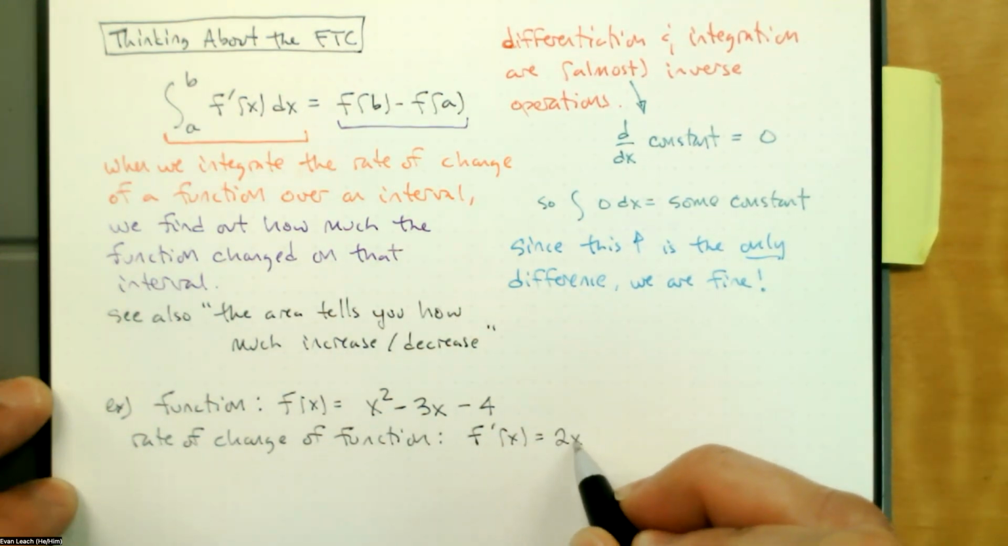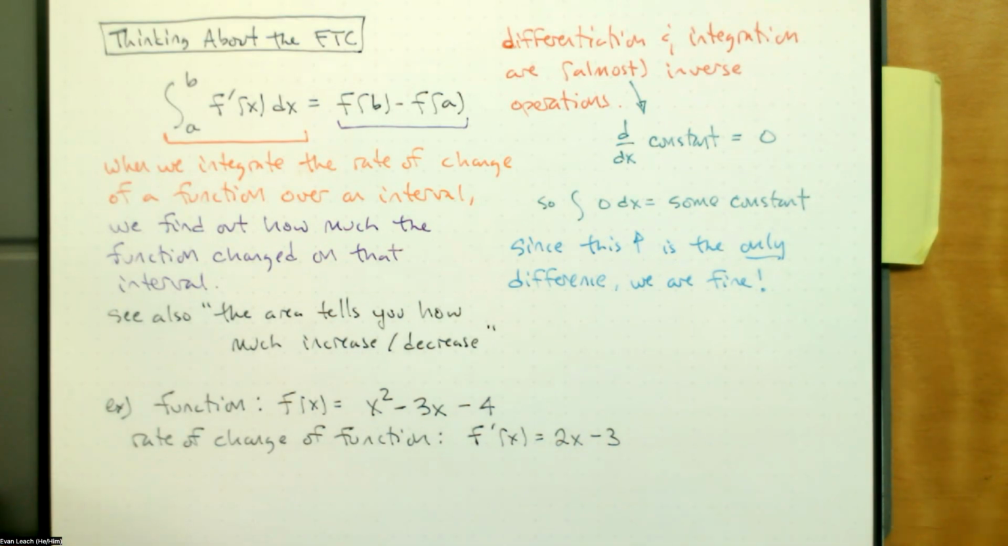2x minus 3. Now notice that our original function had that plus 4. But when we take the derivative, that goes away. Because the derivative is like, well, I just care how much things are changing. I do not care where you started.